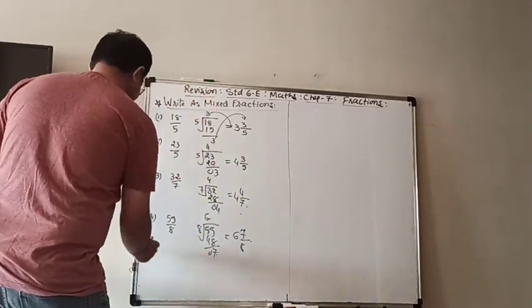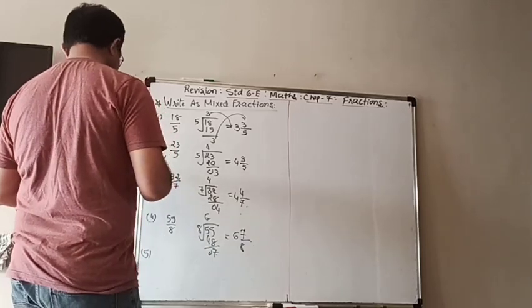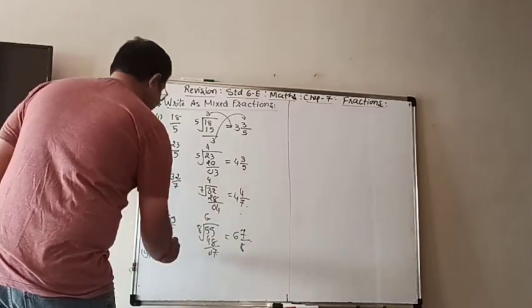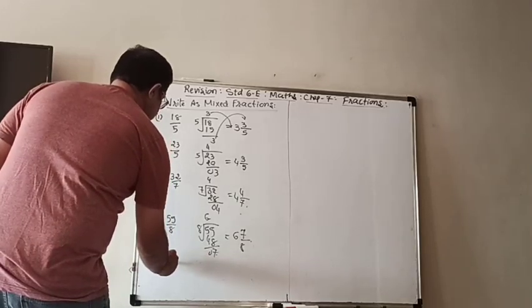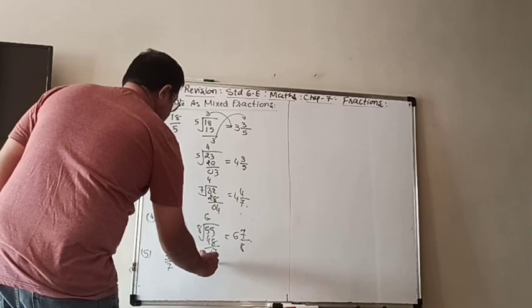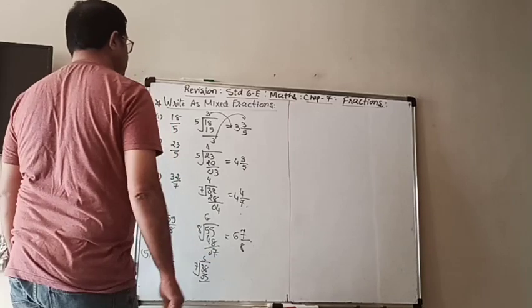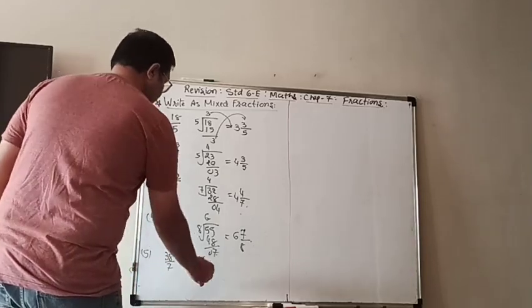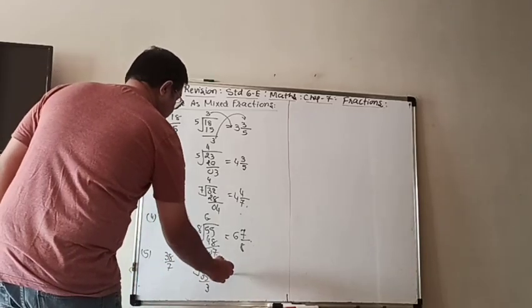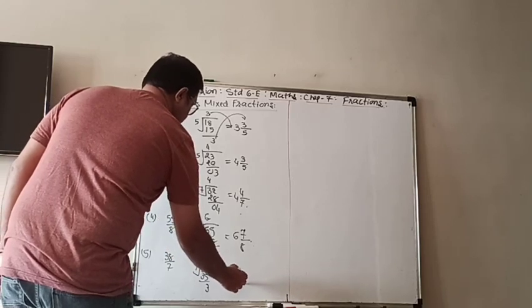Next one, 38 upon 7. So 38, 7 5s are 35. 38 minus 35 is 3. That is 5 integer 3 upon 7.